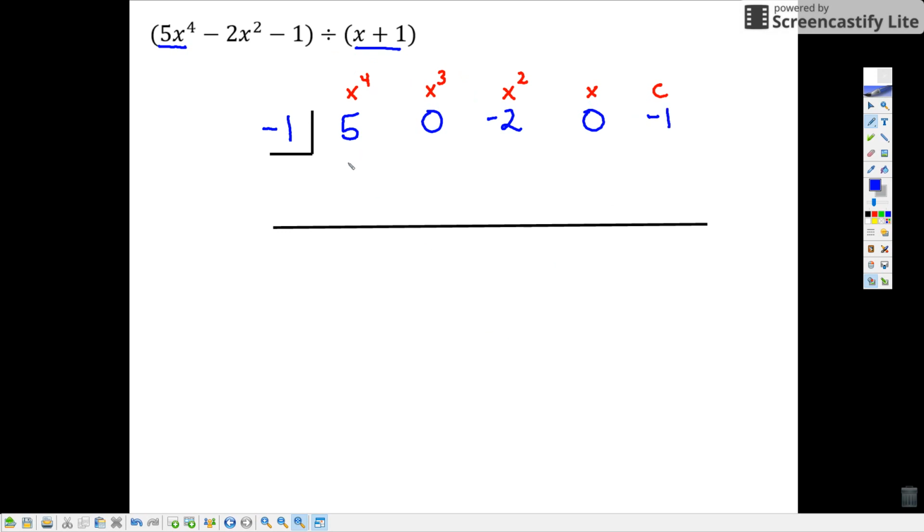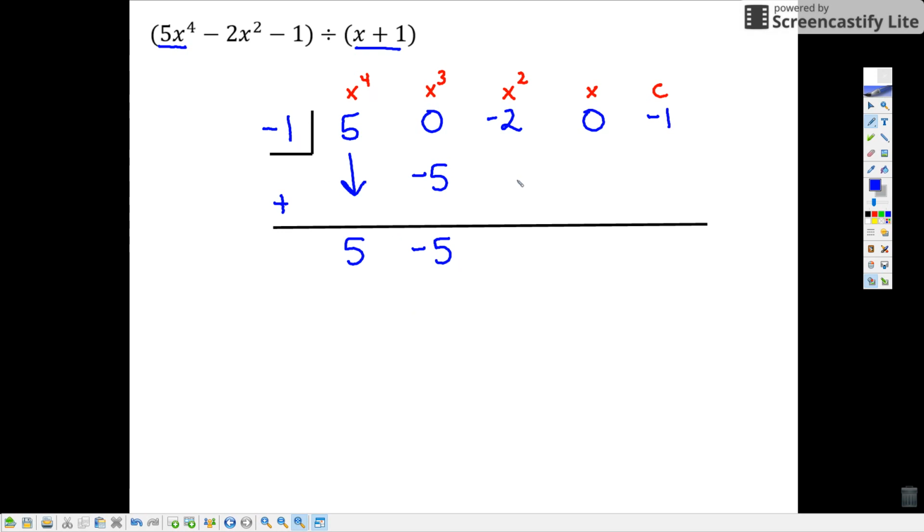Now, synthetic division, remember, we always drop down our first number first. So the 5 goes straight down, and then we just go through the motions. So remember, the numbers underneath the line always get multiplied by the number inside the box. So 5 times negative 1 is negative 5. And then I add straight down. 0 plus negative 5 is negative 5.